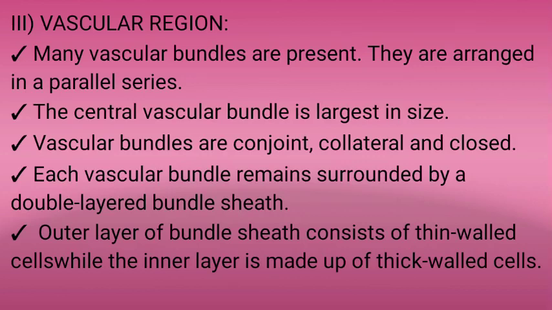Each vascular bundle remains surrounded by a double layered bundle sheath. The outer layer of the bundle sheath consists of thin walled cells, while the inner layer is made up of thick walled cells. Here you have to remember, vascular bundles in monocotyledonous leaves are many, but the central vascular bundle is large in size. All vascular bundles are conjoined, collateral and closed type. Each vascular bundle is surrounded by a double layered bundle sheath. The outer layer is thin walled, but the inner layer is made up of thick walled cells.